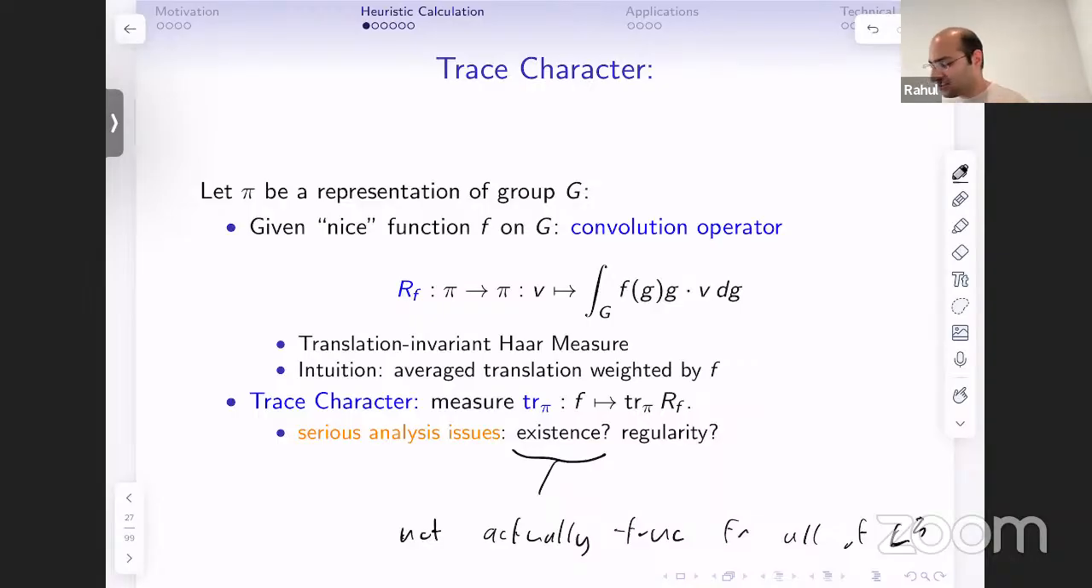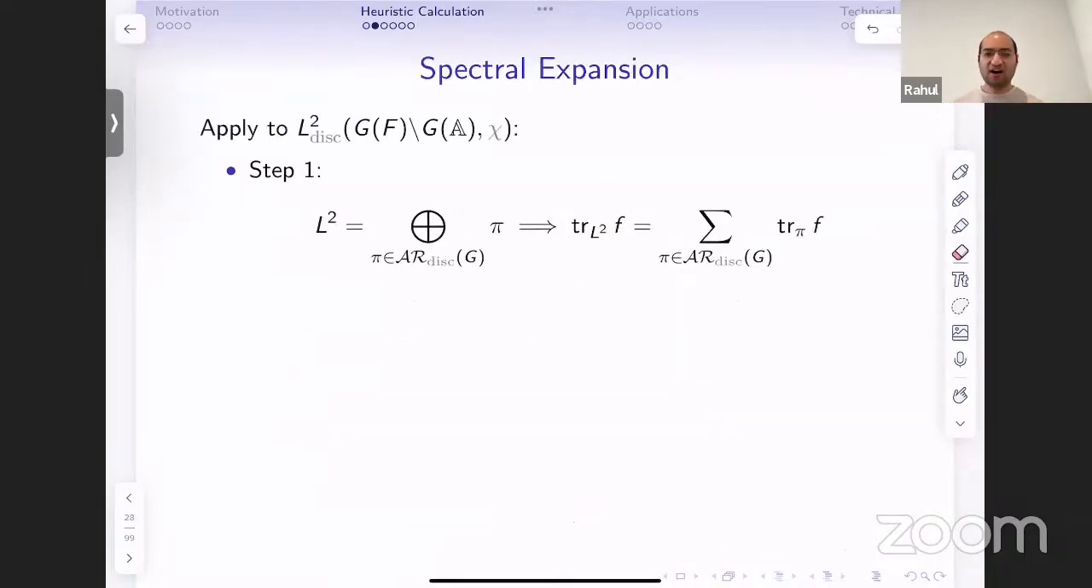Okay, so that's our trace character. Now let's talk about what a formula for this trace character might look like. Again, we're just working in the heuristic world. On one side, we have a kind of spectral expansion of this trace character. The spectral expansion is going to describe for us how knowing traces tells us about the components, the local factors of the irreducible constituents of L2 space.